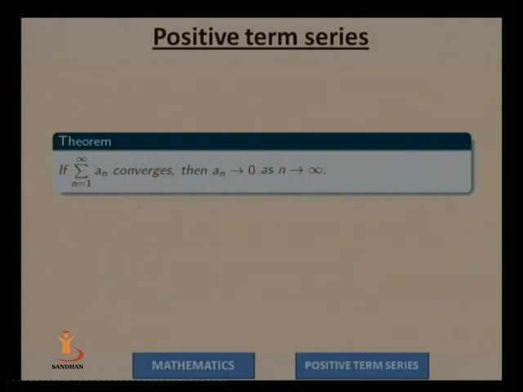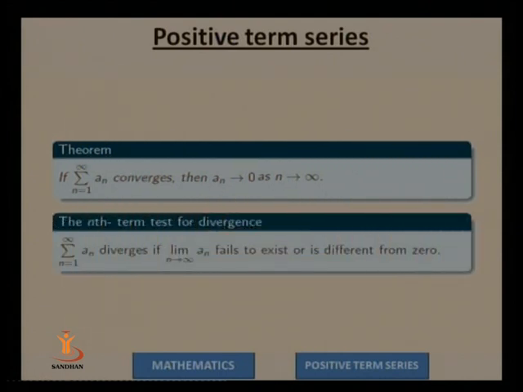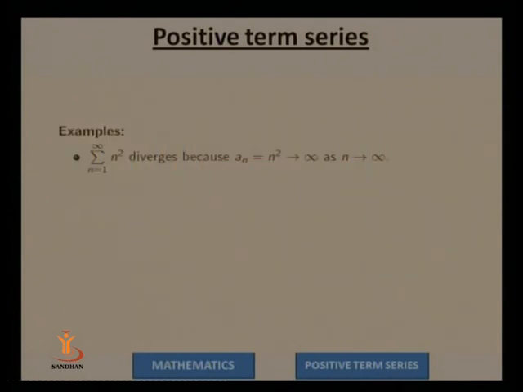Now after that we have one result that says that whenever we have a convergent series, that is summation n equals 1 to infinity a_n converges, then its nth term tends to 0. Its nth term, that is a_n, will go to 0 as n tends to infinity. The negation of this result is that summation a_n diverges if the limit of a_n fails to exist or is different from 0, right? And this result is known as the nth term test for series.